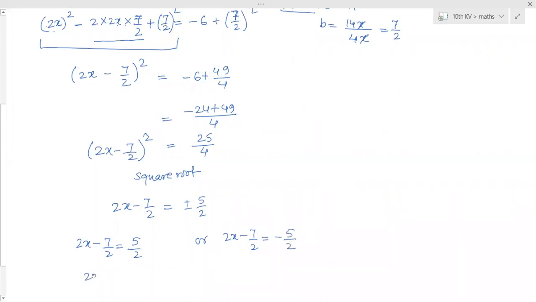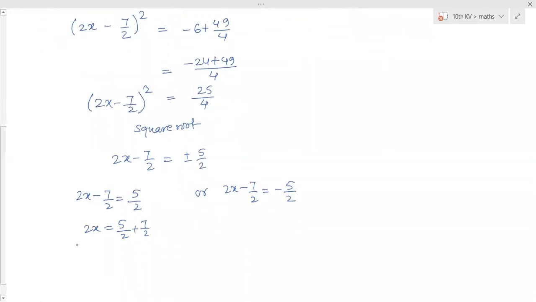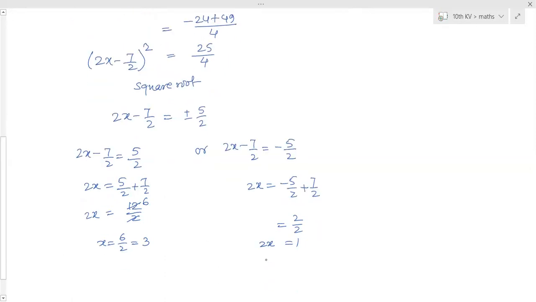Simplify this. 2x is equal to 5 by 2 plus 7 by 2. So which is 12 by 2, 2 sixes are 12. So 2x is equal to 6, x is equal to 6 by 2, that is 3. Second one, 2x is equal to minus 5 by 2 plus 7 by 2, that is 2 by 2, which is 1. 2x is equal to 1. So the value of x is 1 by 2.